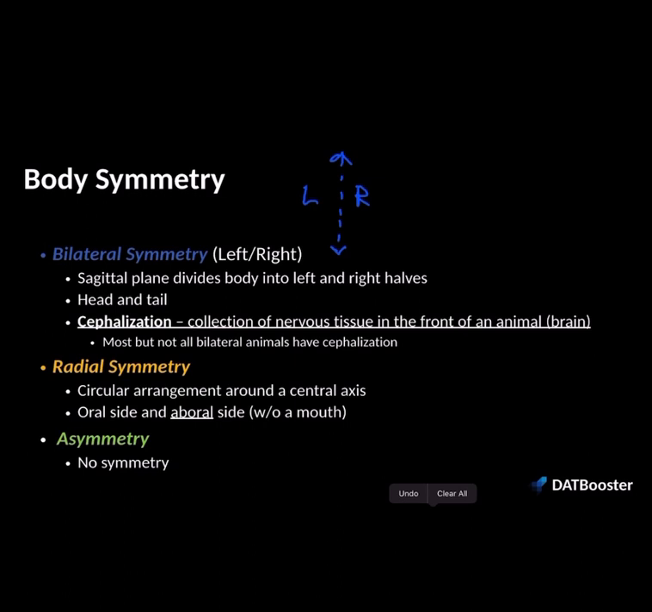If you have a head, you might have this term known as cephalization. This is a process of collecting nervous tissue in that anterior region of that animal. So it's like forming a brain. Cephalization has the root cephalic in it, cephalic meaning head. It's just a collection of nervous tissue in a head. So most but not all bilateral animals have cephalization. We're going to look at a few key examples of that as well.